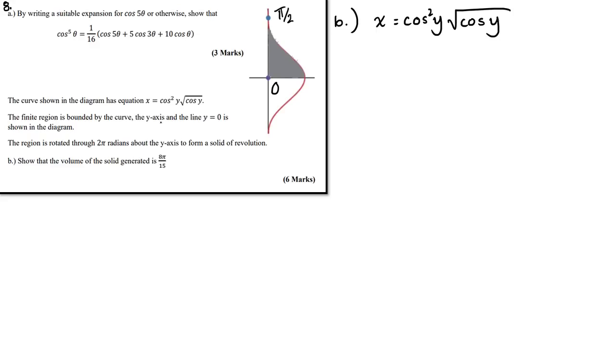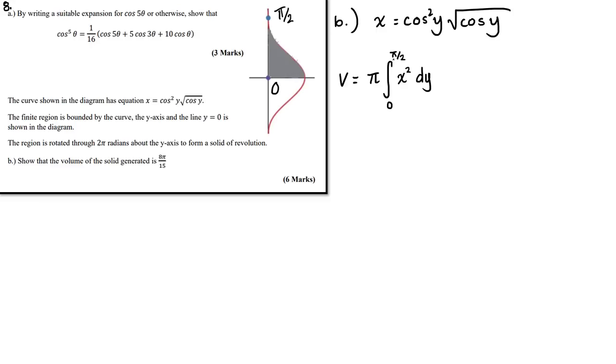So, as we're rotating this 2 pi radians about the y-axis, then the volume here, V, is going to be equal to pi times the integral of x squared dy. Okay, and obviously our limits here depend on what we've got. So, we're going to be integrating here from 0. So, 0 is our lower limit, and our upper limit will be pi over 2. So, pi over 2.